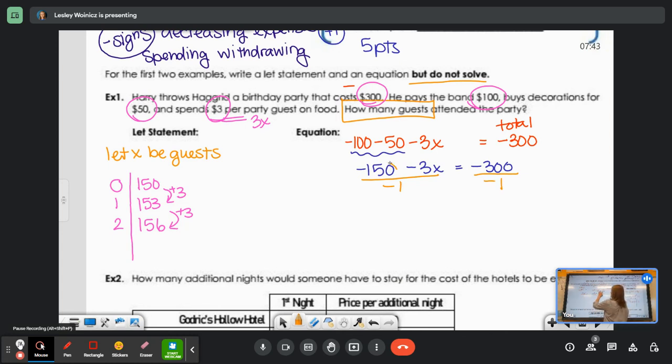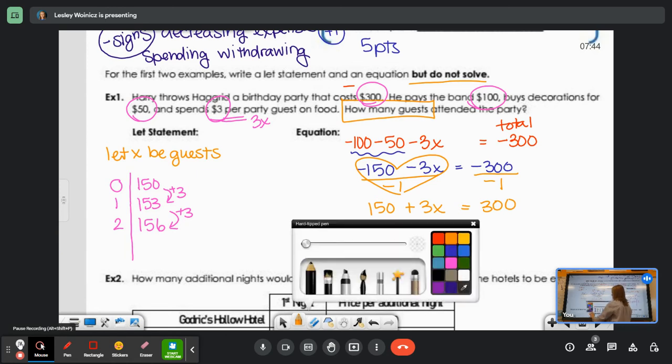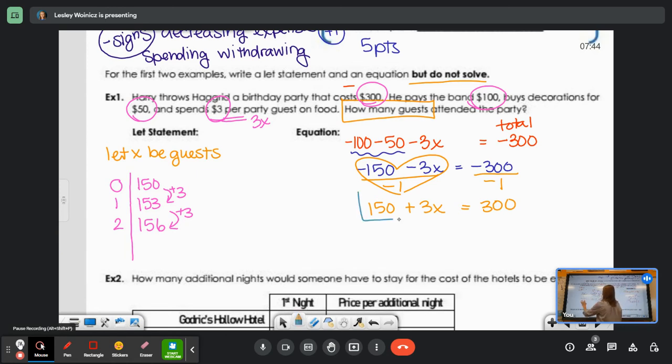So now we're dividing the negative 150 by negative 1 and we get a positive 150. We divide the negative 3x by negative 1, we get a positive 3x. And then same thing over here, negative 300 divided by negative 1 is positive 300. Okay, how many of you are sitting there at home being like, I would have just started with that equation?